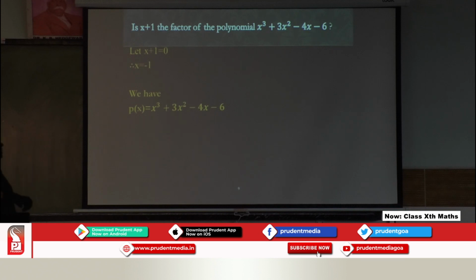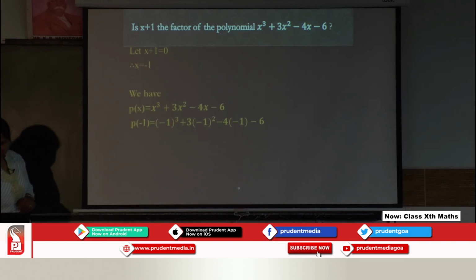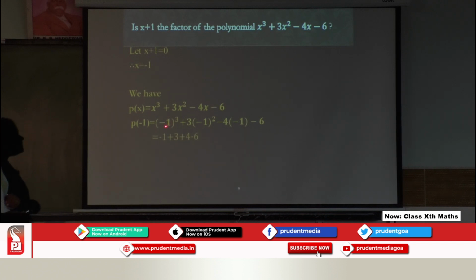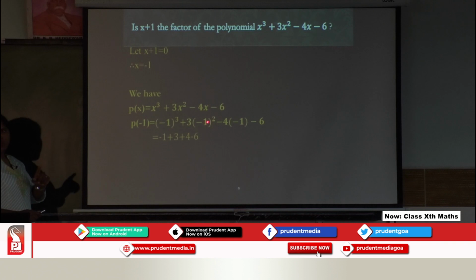So we have this polynomial p of x, x cube plus 3x square minus 4x minus 6. So let us substitute the value of x. The value of x is minus 1. So substitute everywhere. So you get minus 1 cube is minus 1, minus 1 square is 1, that is 3 into 1 is 3. Then minus 4 into minus 1 is positive 4, and the last term is negative 6.